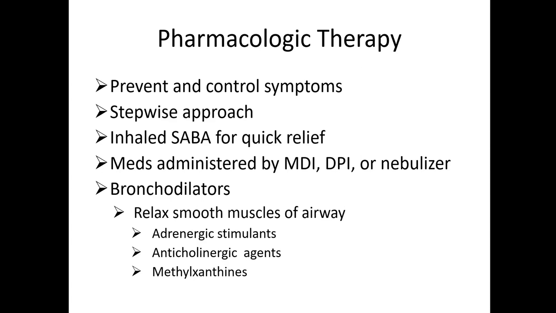Pharmacological therapy: the goal of pharmacological therapy is to prevent and control the symptoms. We want to prevent those asthma attacks, and once one has already happened, we want to control it so it doesn't exacerbate. Inhaled short-acting beta agonists for quick relief. That's why it's called a rescue inhaler. Those short-acting beta agonists are called rescue inhalers because they rescue the patient during the time of exacerbation.